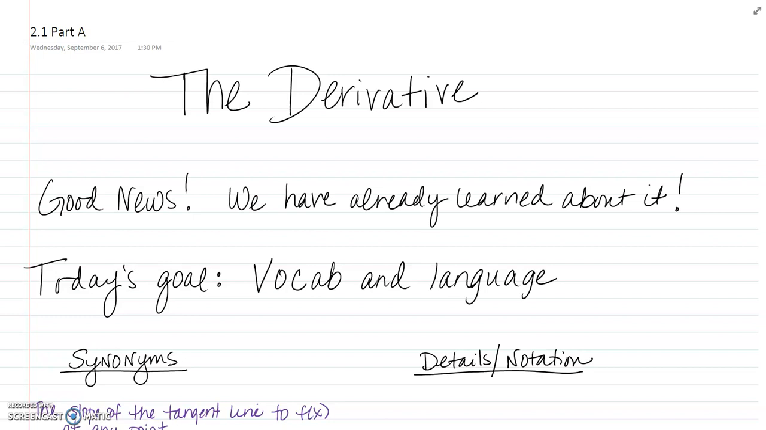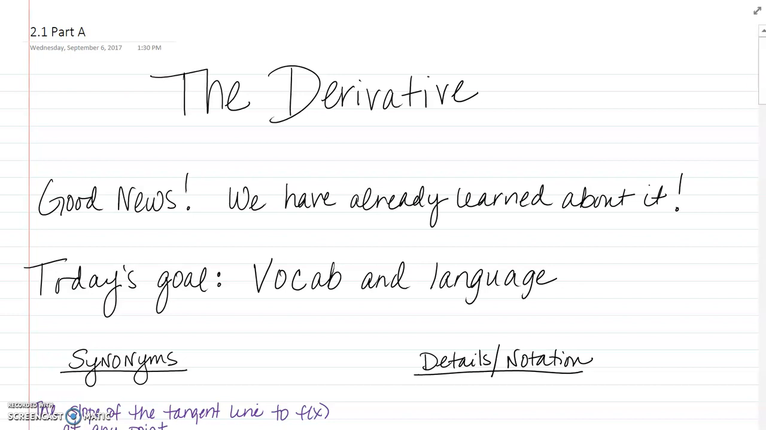Hi, Calculus AB. So this is an introduction into Chapter 2, and it's called the derivative. And this is good news. We already have learned about it. And so the goal for the day is just vocab and language and how we can talk about the derivative in various ways. But you really do already understand the idea because it was covered in the last chapter.